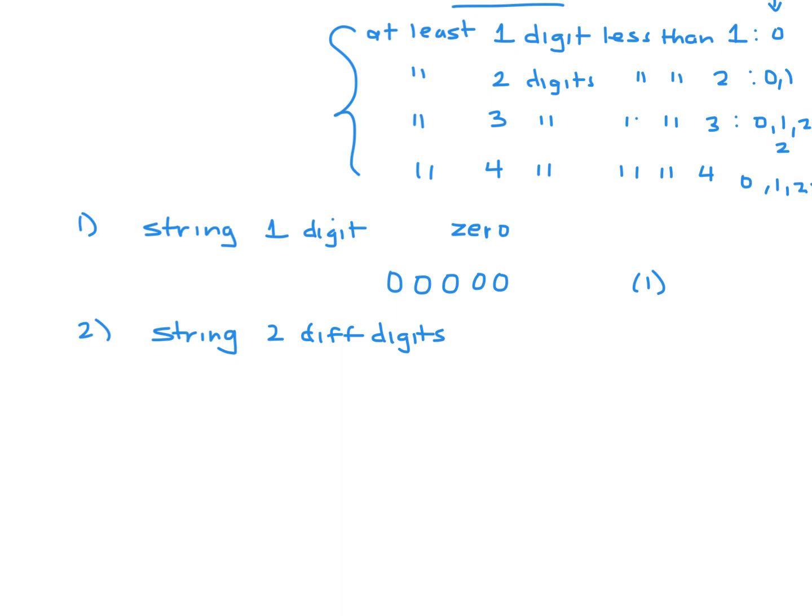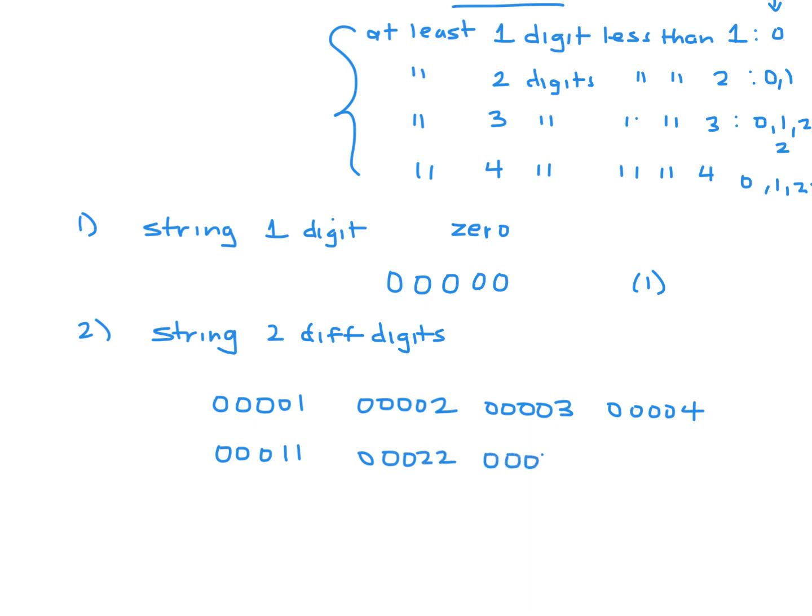And we have, for example, 00001, 00002, 00003, 00004. And then, of course, we can use 00011, 00022, 00033. And then 00111, 00222, and 01111. These are the only ones that will work.